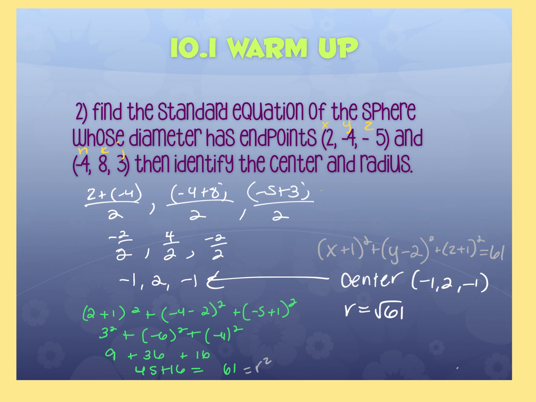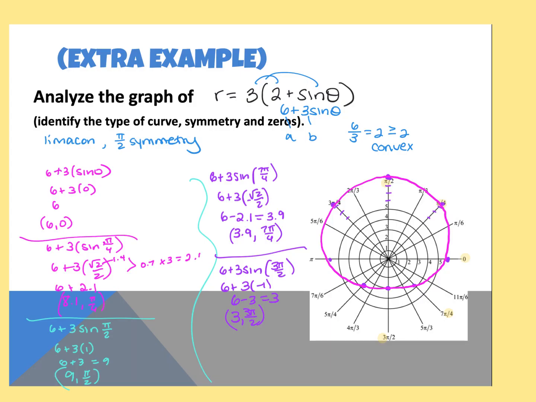And then I get my standard form of my equation, which is x plus 1 squared plus y minus 2 squared plus z plus 1 squared equals 61. Remember, it is not square rooted in the equation because it's an r squared, but when you take the r out, you have to square root, so it's square root 61. Okay, then the last one.